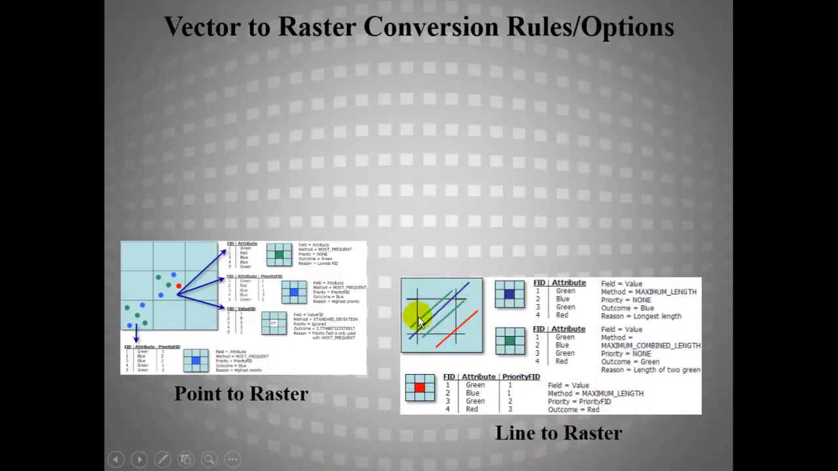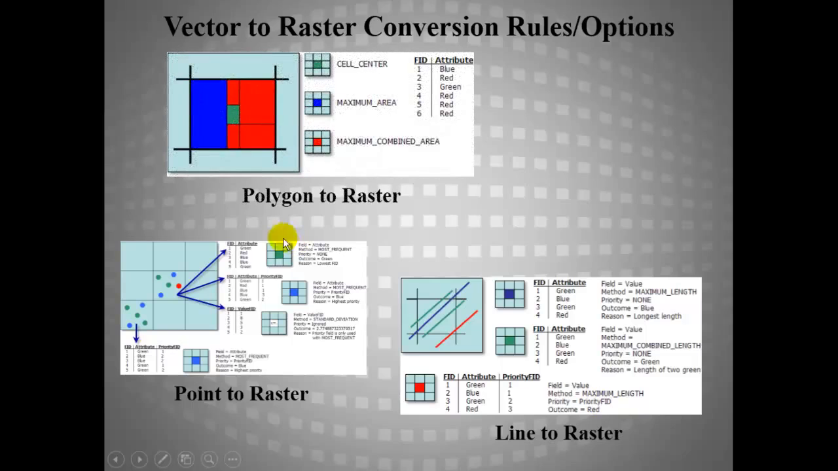Lines to raster, depending upon how the lines and the cell and the raster intersect, you can assign the value to the cell based upon which line segment has the longest length. In this case it would be the blue one. Or which line segment or ID number has the maximum combined length. So in this case we have 2 greens, so green is going to be the value. And there's another one called maximum length if you use the priority, and so you can override the length with the priority field. Polygon to raster, here you would have maybe multiple vector polygons that overlap one raster cell.